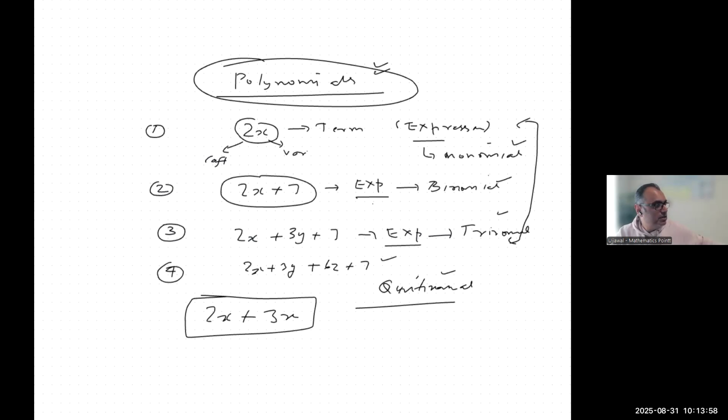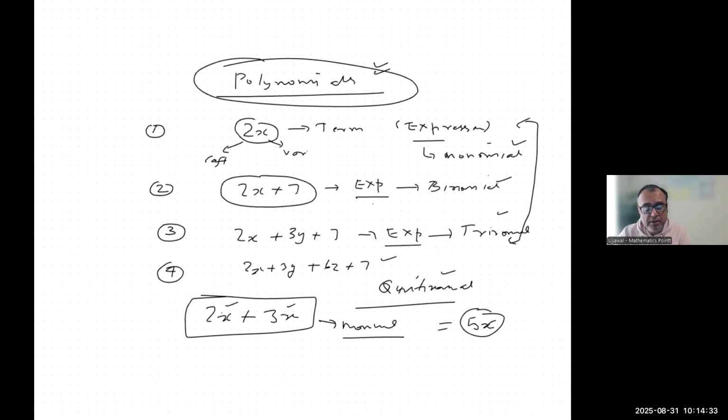Okay, it is not binomial. It is monomial. The reason it is monomial is because they are like terms. So 2x plus 3x makes it 5x, and hence it is a monomial. Please remember that. Cool. All right. So that's a bit of it.